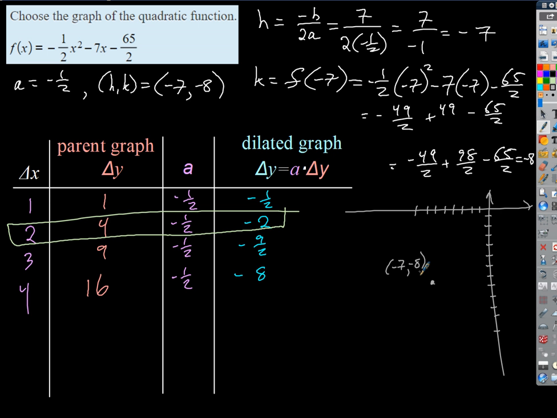-7, -8. Normally, I would go over 1 and up 1, over 2 and up 4, right? But what are we doing? We're going over 2 and down 2, right? So we're going to go over 2 and we're going to go down 2 to there instead. That makes sense. So what have we done? Well, it's going to be compressed because 1/2 is less than 1, and it's flipped because it's negative.